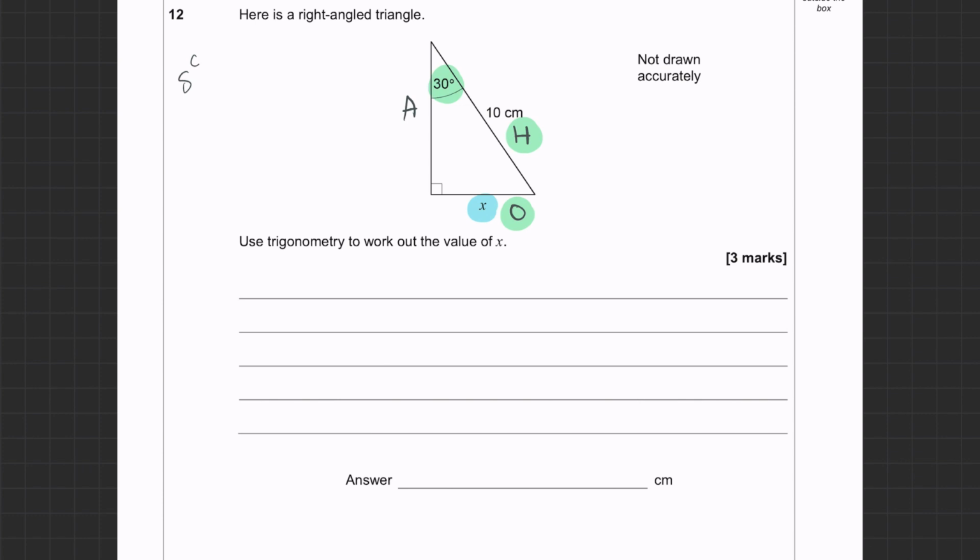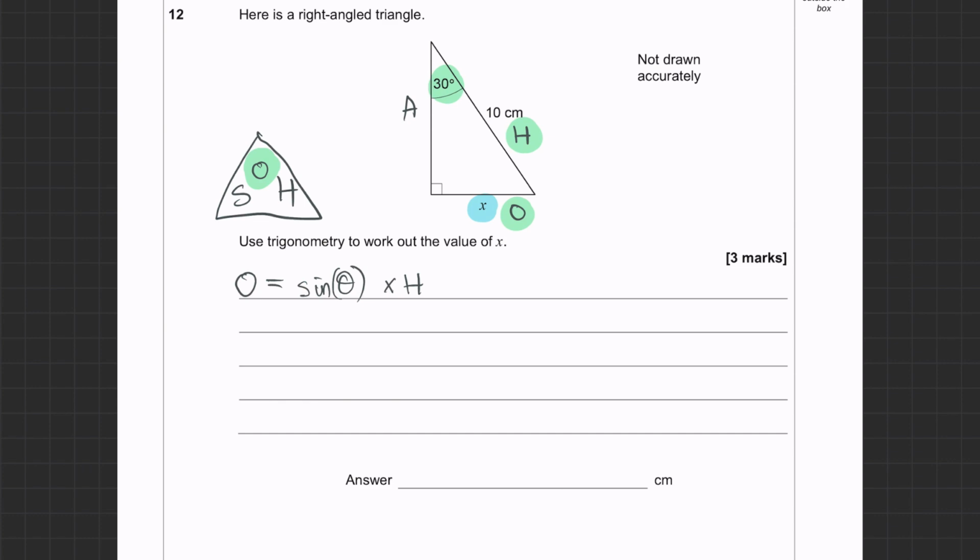I'm going to write down SOHCAHTOA so I can figure out which one to use. Well, we need the opposite and the hypotenuse, and that's in this one here, so we can discount the others. I'm going to rewrite this nicer. So we need to write out the formula now. We need to find the opposite side. So opposite equals what's left over, which is sine of the angle multiplied by the hypotenuse.